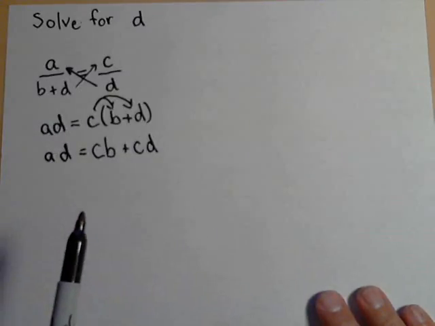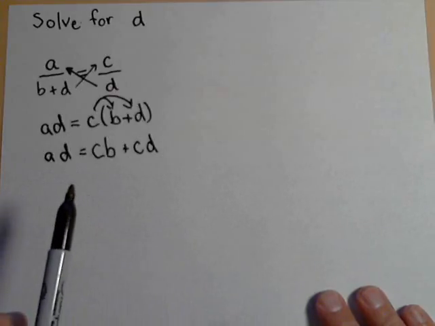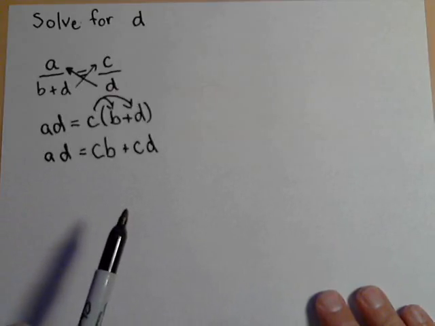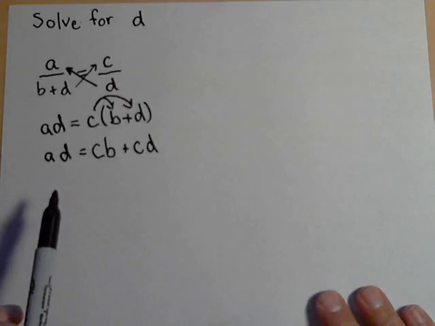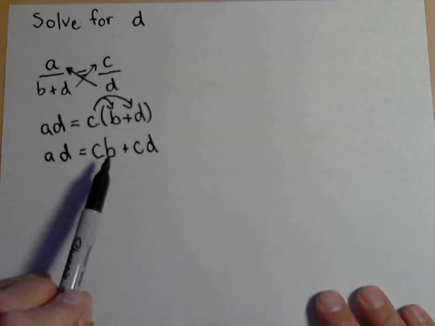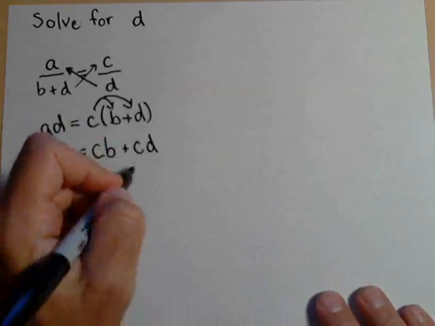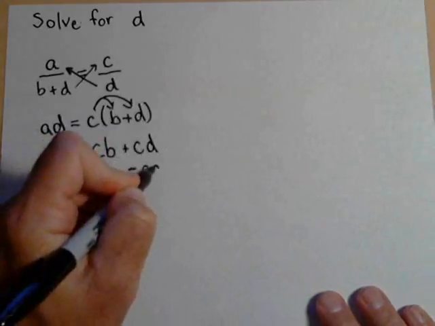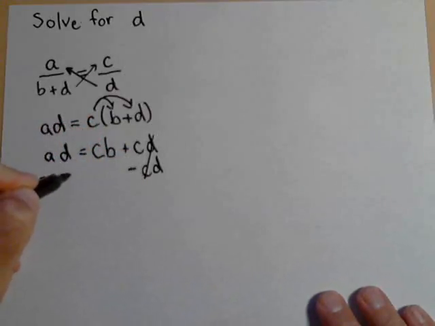Now we can start talking about how we're going to solve for d. Anytime you're trying to solve for a variable and there's more than one of it in your equation, your goal should be to get all the terms with that variable on the same side and everything without that variable on the other side. So we already have ad over here. We need to bring this term over, cd, and we're going to do that via subtraction. So we're going to subtract cd off of both sides.